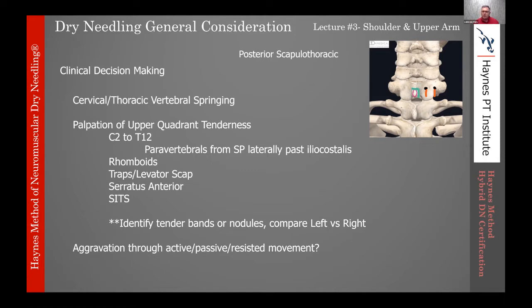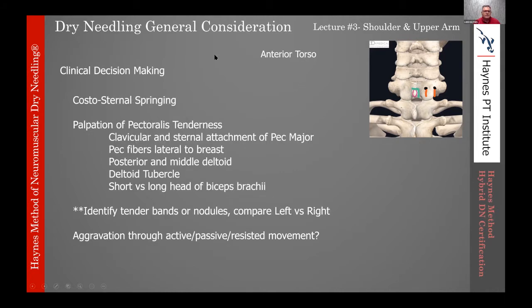Serratus anterior, may want to go into that chest wall and palpate to see if there's any involvement in that area. And then lastly, the rotator cuff itself. Again, we want to identify those tender bands and nodules and compare left versus right. And then is there any aggravation through active, passive, or resistive movement? So we want to really try to dial down through all of that tissue to find out where our symptomology is coming from.